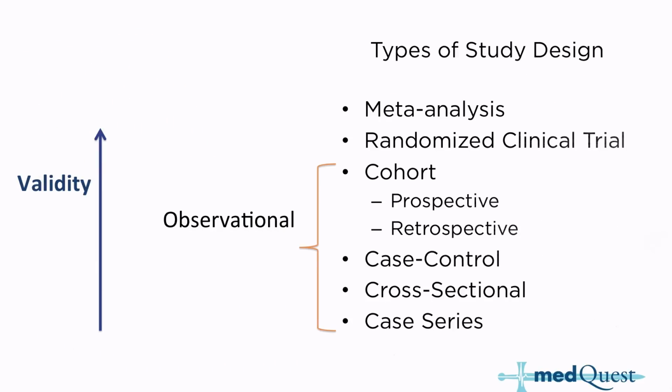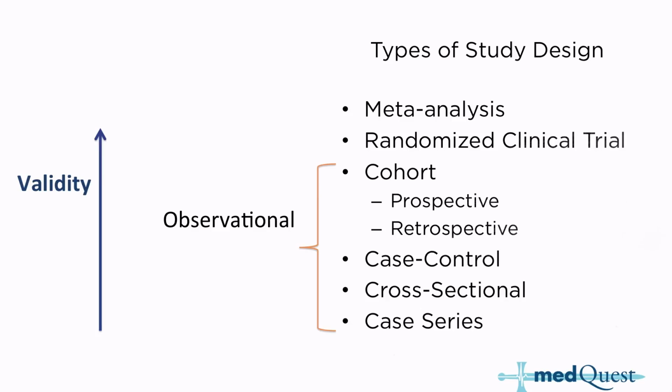First, we'll talk about the different types of study design. Starting at the bottom, we have case series, cross-sectional, case control, cohort studies, which can be prospective or retrospective, randomized clinical trials, and meta-analysis. It's important to note that anything from a cohort study down is considered an observational study, and that the validity of each study increases as you move up the list.